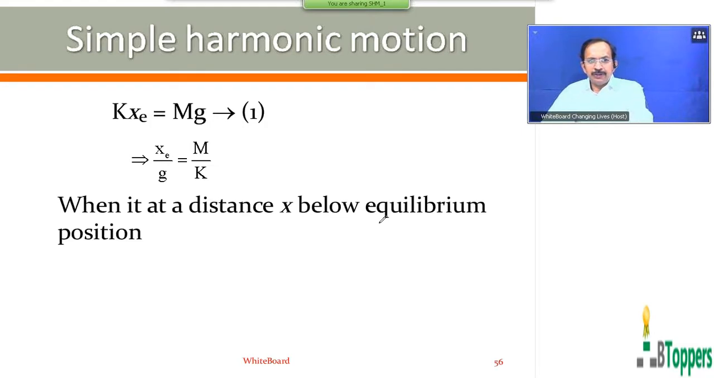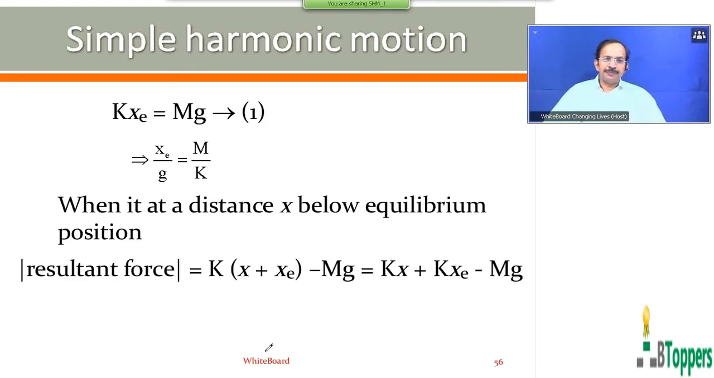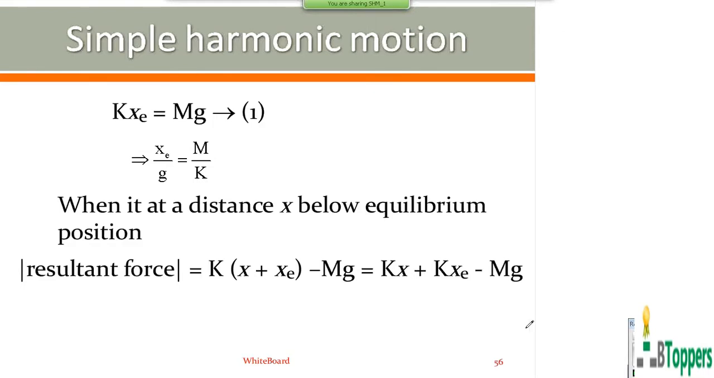When it is a distance x below the equilibrium position, as explained earlier, the magnitude of the resultant force on the block is equal to the magnitude of the elastic force by the spring, which acts in the upward direction. So at the particular instant, when the block is at some distance x below the equilibrium position, the elongation of spring from natural length will be x plus xe, and the magnitude of elastic force of the spring will be k into x plus xe.